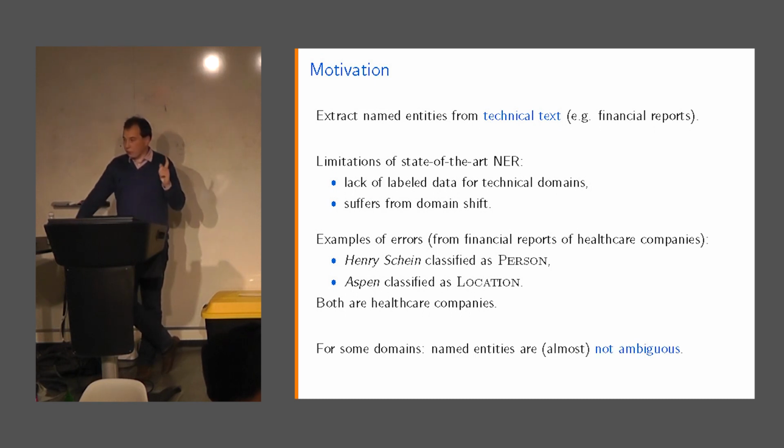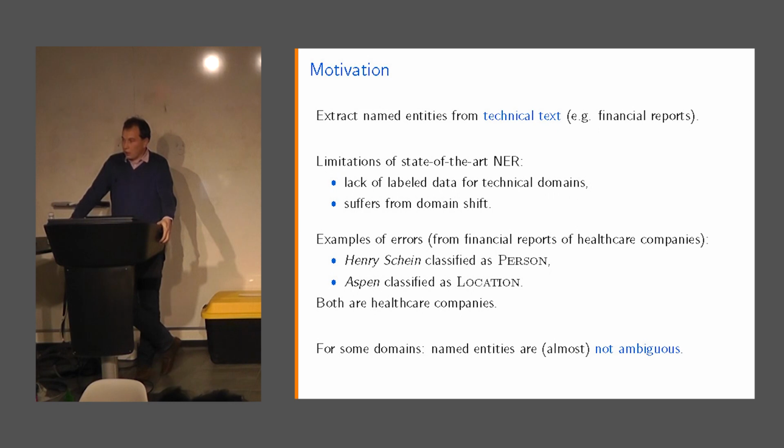And there's one more interesting thing: for many domains, these named entities are actually not ambiguous at all. So you don't need a classifier as fancy as the current state of the art, because many named entities are not ambiguous, and the problem is much easier than for the general domain.